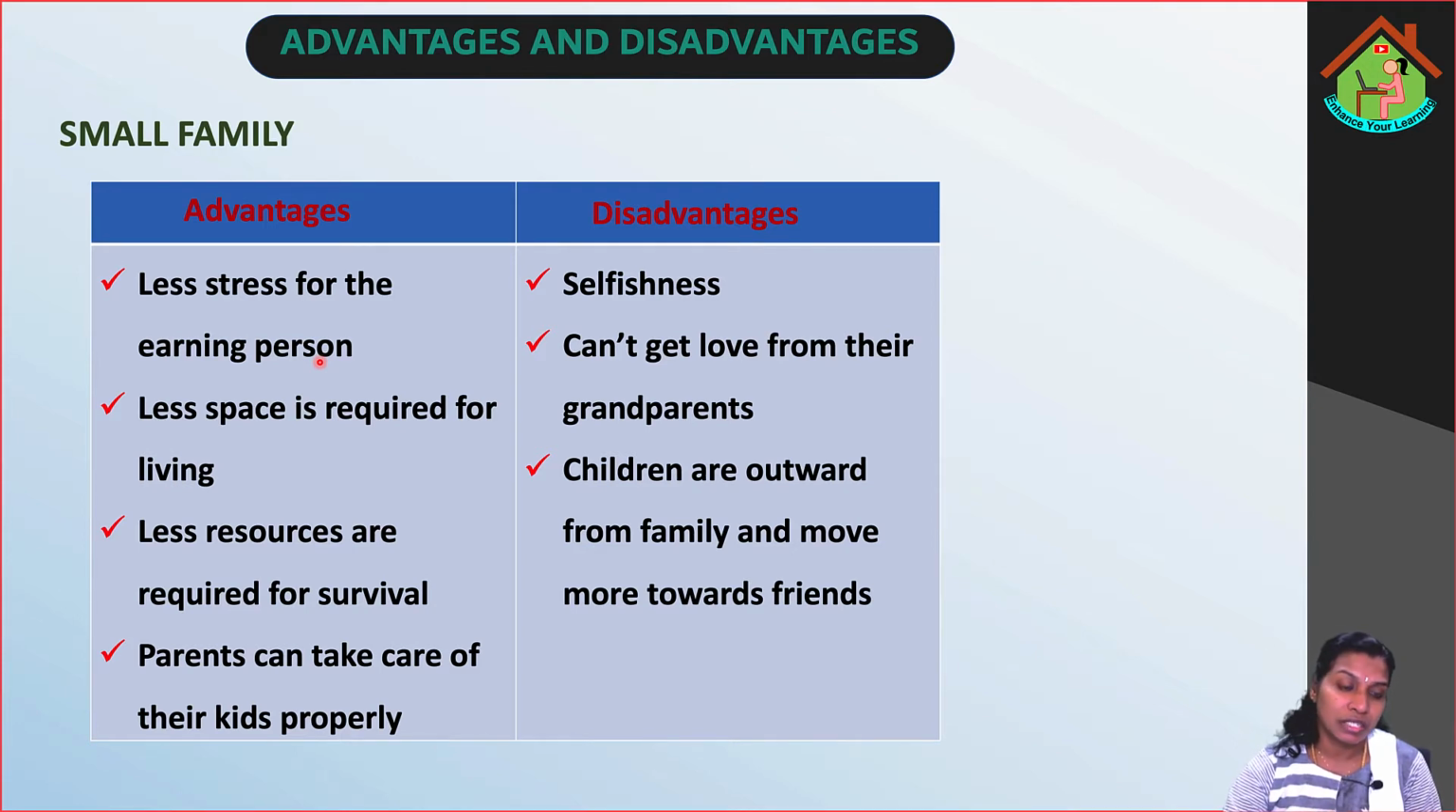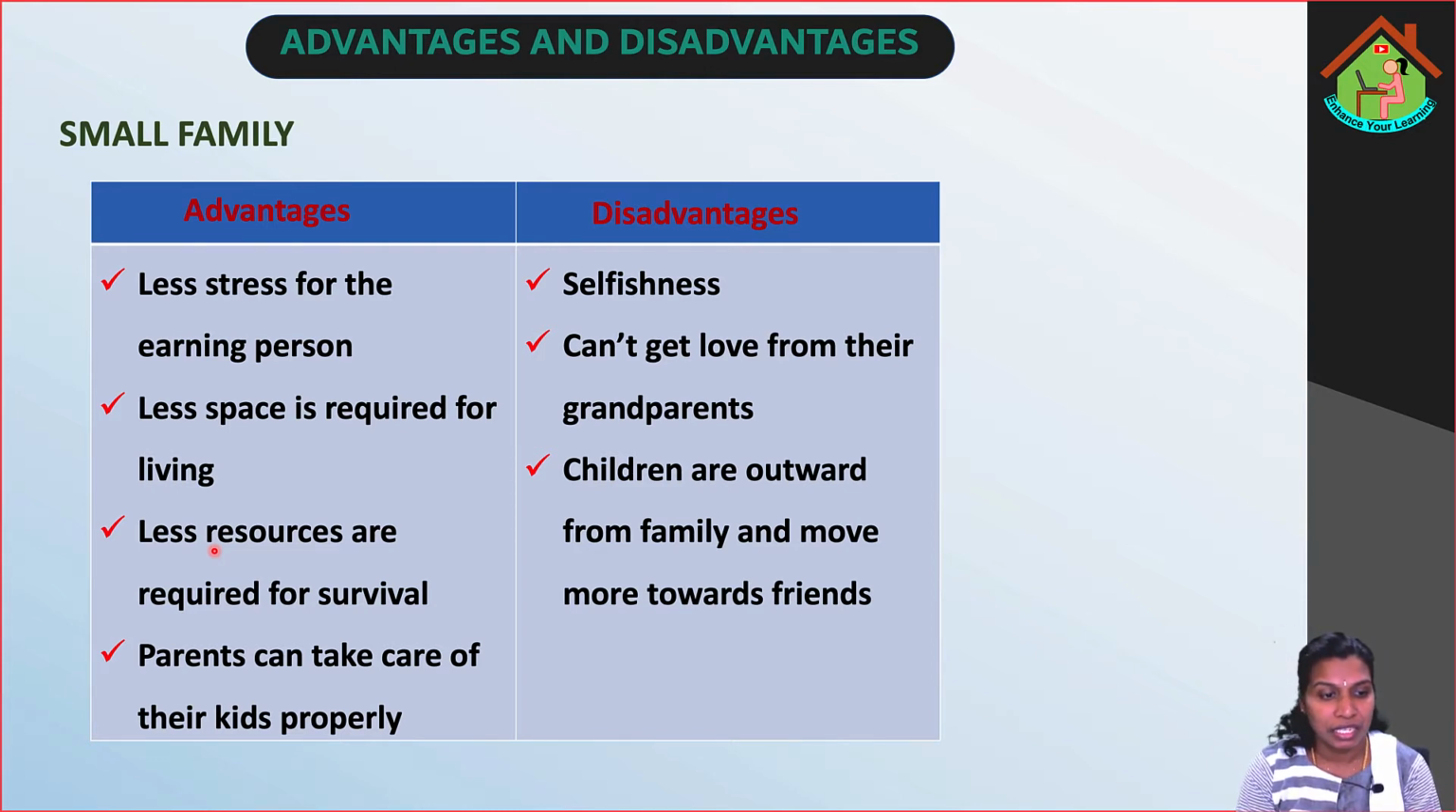Okay, next one is less space is required for living. Since the family is small, at least 1 room or 2 rooms with 1 hall and a kitchen is enough for their survival. Okay, less resources are required for survival. Since the family size is small, they have to purchase only fewer items on a monthly or weekly basis.